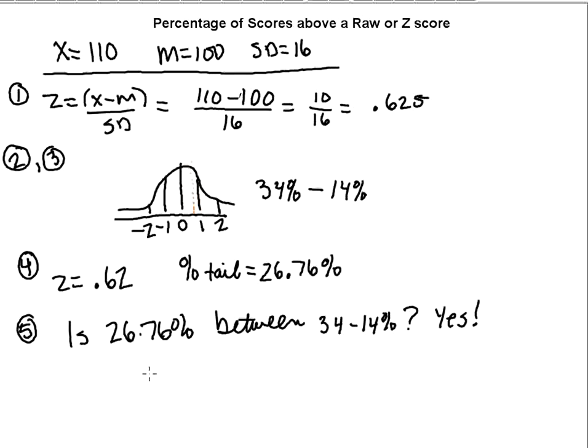A couple of things to note. If we wanted to know the percentage of scores below ours, what we could have done was subtract our percentage, which is 26.76, from 100 and gotten 73.24%, and we could have found out how many people scored below us. It's a fairly easy thing to do.